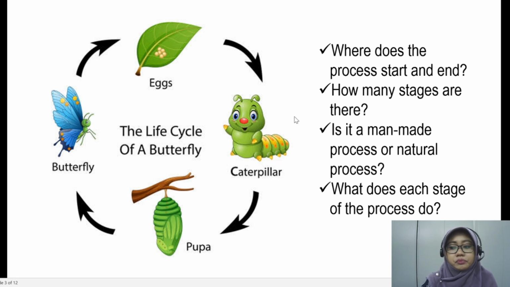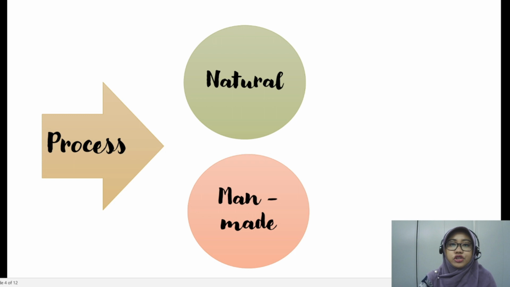Like I told you before, once you want to describe the process diagram, you have to define whether the process is natural or man-made. Natural refers to something with no human involvement, something God-given or natural, like the life cycle of a butterfly, the life cycle of a frog, the photosynthesis process, or maybe pregnancy. Those cycles or processes belong to the natural ones.